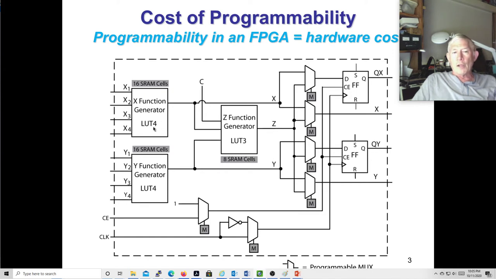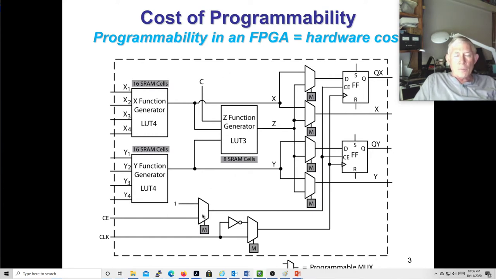Well, for a LUT 4, you'd have to have 16 static RAM cells to program this LUT 4. Now for our LUT 6, you actually have to have 64 static RAM cells to program it. You have to store the desired value for F for all possible values for all, in this case, four inputs, so you have 16 rows. But in the case of 6, you have 64 rows. And so you have to have a RAM cell to store the desired F for every one of those rows.